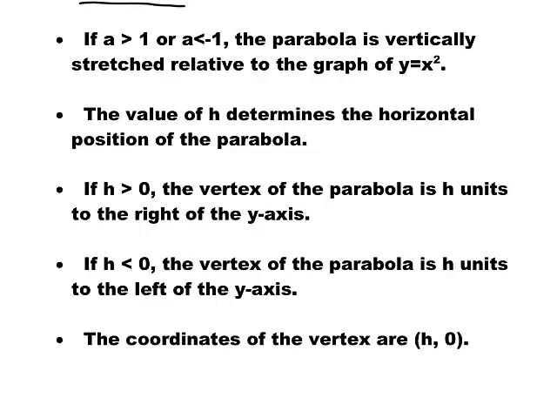The new parameter that we just examined was h, which determines the horizontal translation of the parabola. If h is greater than 0, the parabola is going to move h units to the right, and if h is less than 0, the parabola is going to move h units to the left. And the coordinate of the vertex is always going to be at h, comma 0.